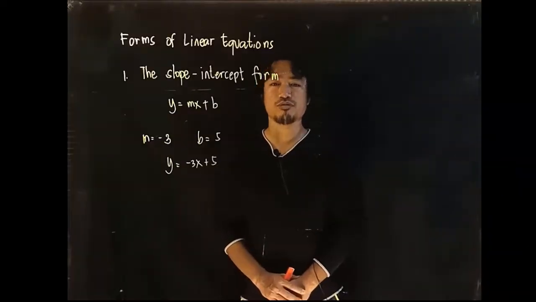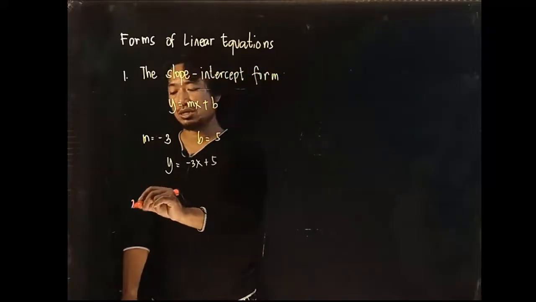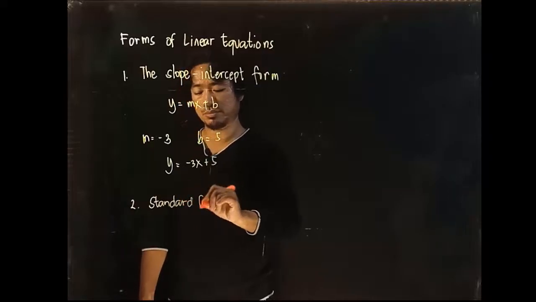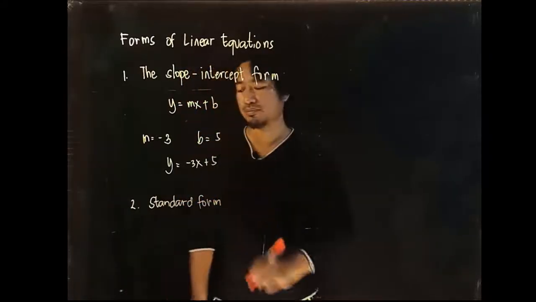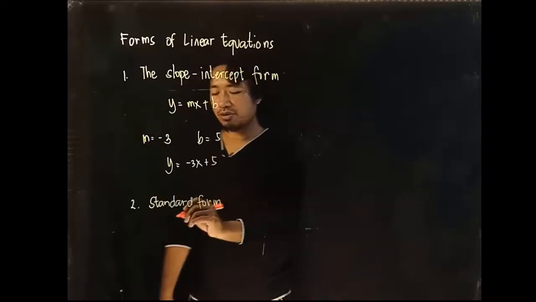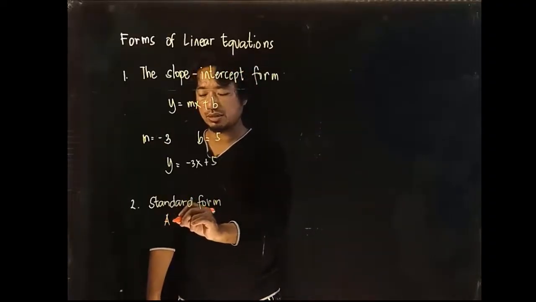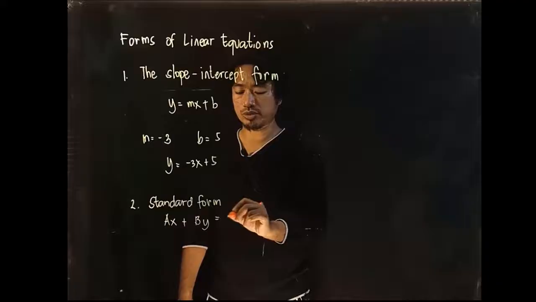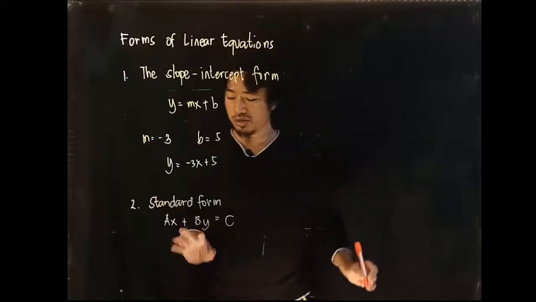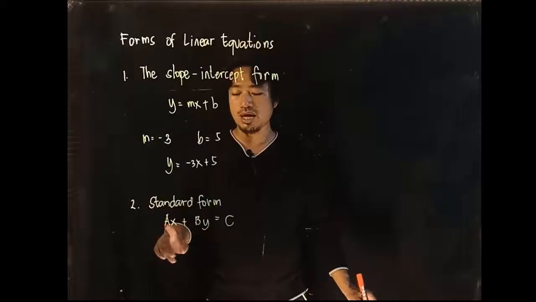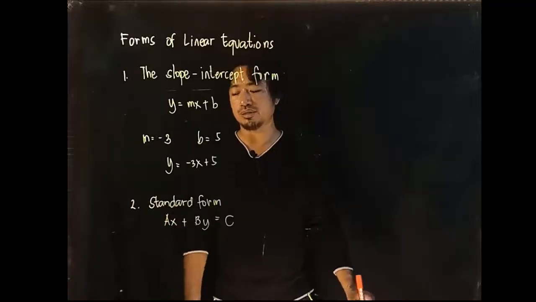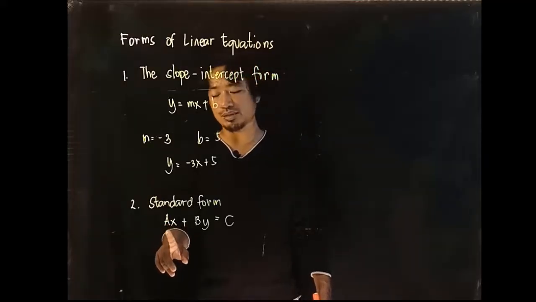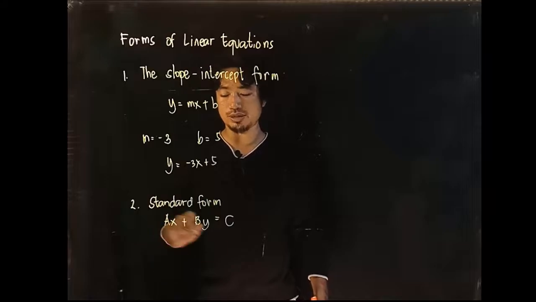Another common form of linear equation is the standard form. The standard form is of this form: ax plus by is equal to c, where x and y are your variables and a, b, and c are any real numbers. And for convenience, we're going to set the value of a as a non-negative integer.